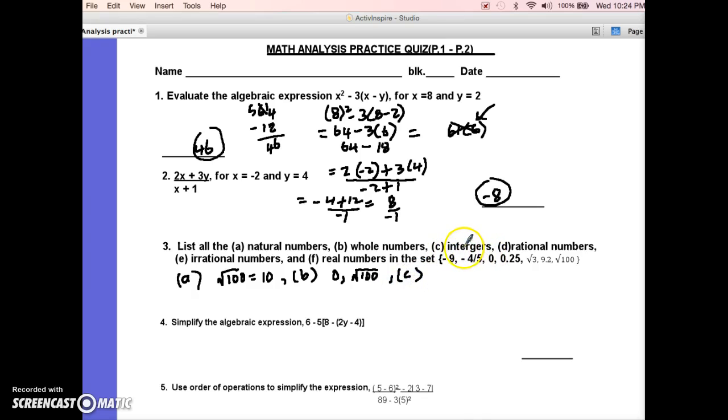C, integers. It's misspelled here, but it should be integers, and those are positive and negative whole numbers and 0. So here they are, negative 9, 0, and square root of 100, because that would be 10.